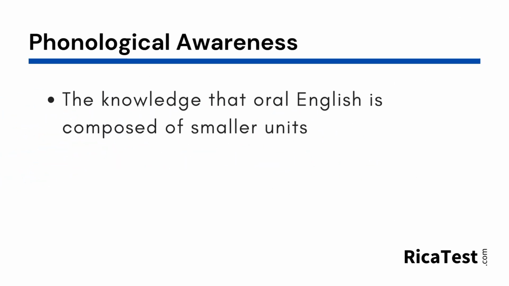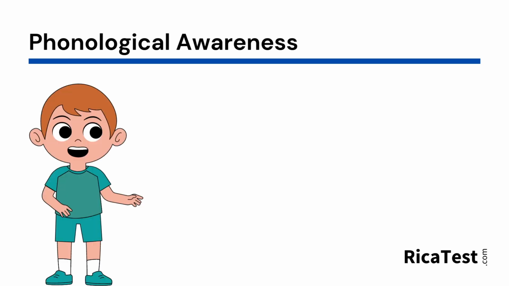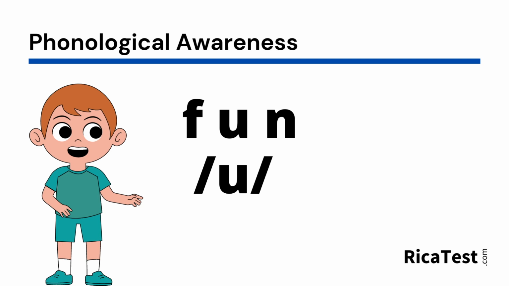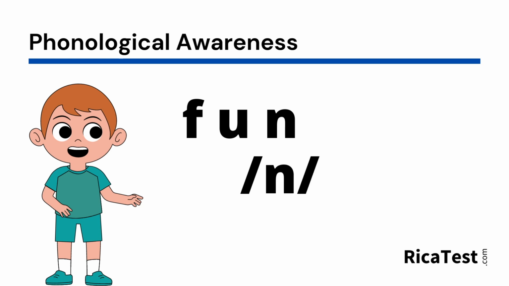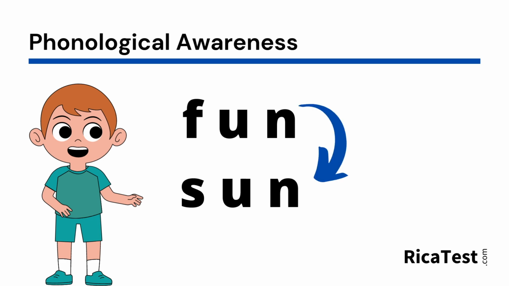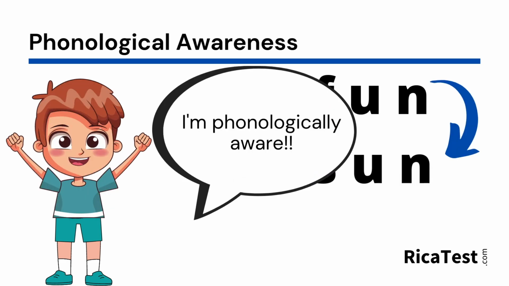Phonological awareness is the knowledge that oral English is composed of smaller units. And it's accomplished when a child can identify the individual sounds in a word, such as fun has f, u, and n. Likewise, if the child can manipulate the individual sounds of a word, such as transforming the word fun into sun, this demonstrates that the student is phonologically aware.